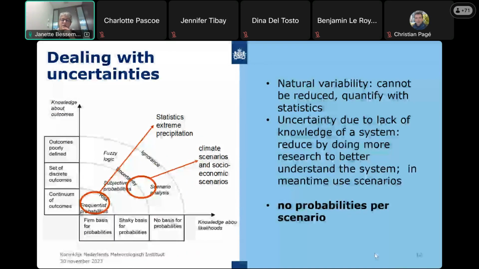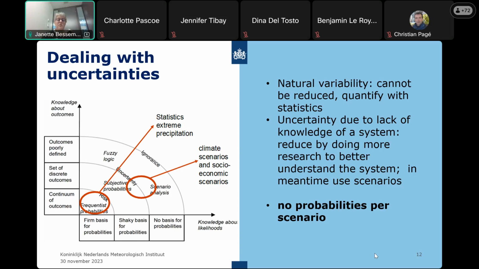Then something about dealing with uncertainties. I distinguish between natural variability, which is a type of uncertainty that cannot be reduced. You can only quantify it better if you have more observations and more data, and then you have a better basis for statistics. But the other two types of uncertainties are related to limited knowledge about the socioeconomic and technological developments and about the climate system. That's a lack of knowledge, and you can reduce that uncertainty up to a certain level by doing more research.